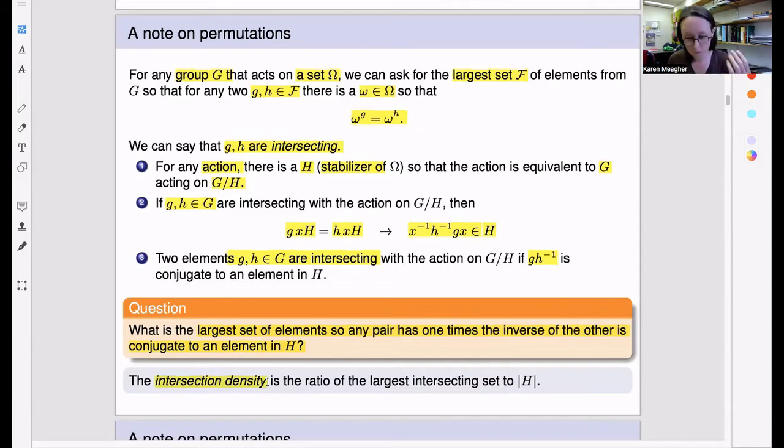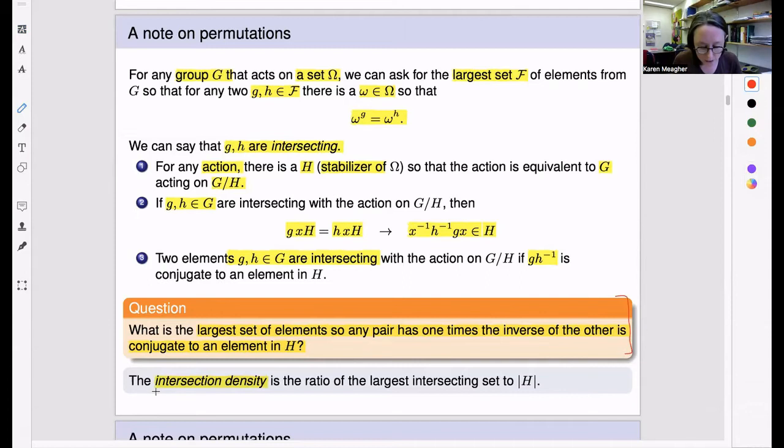Now, if I take my group H, clearly it's going to have the property that anything in H times the inverse of something in H is going to be conjugate to an element in H. So for sure, when I'm asking what's the biggest set, the group H is going to work. So we're guaranteed to be able to have a set of at least H. And the question is, can we do something bigger?